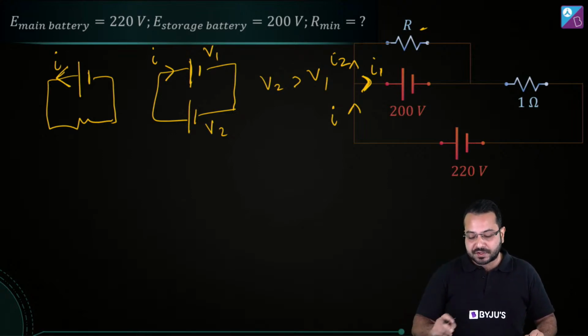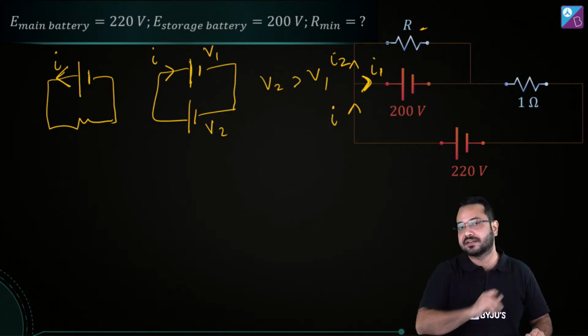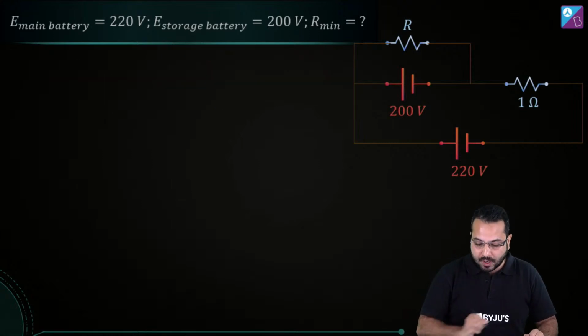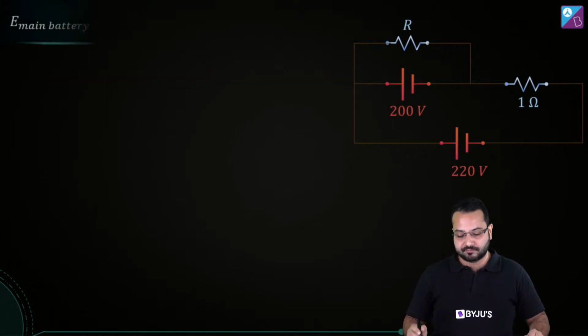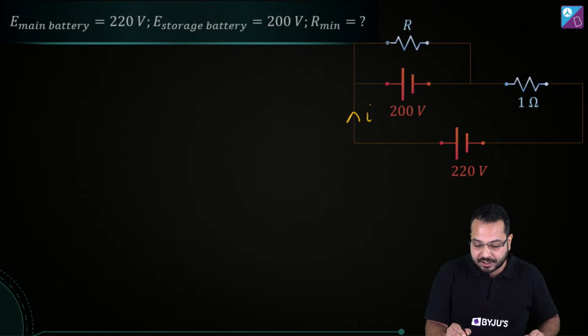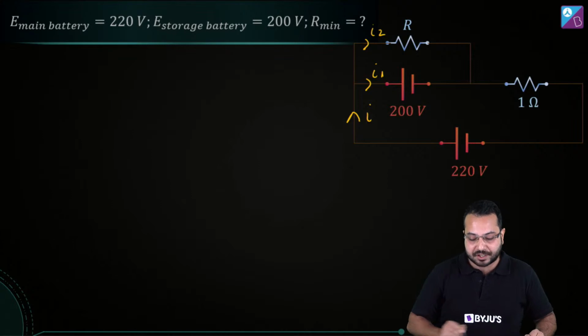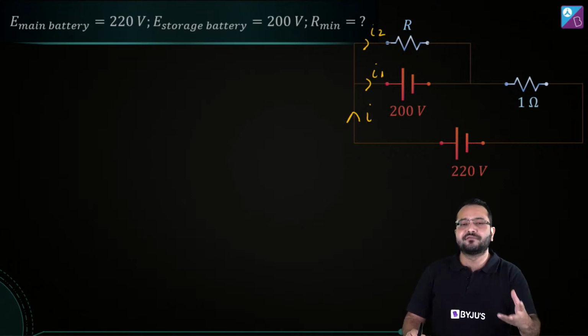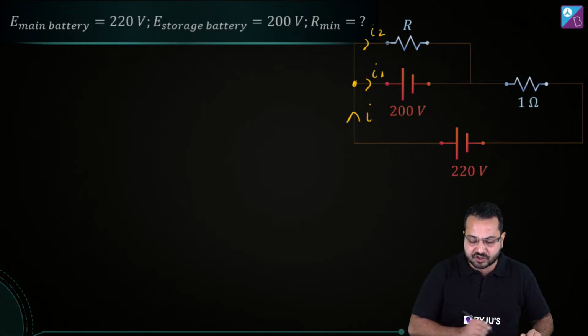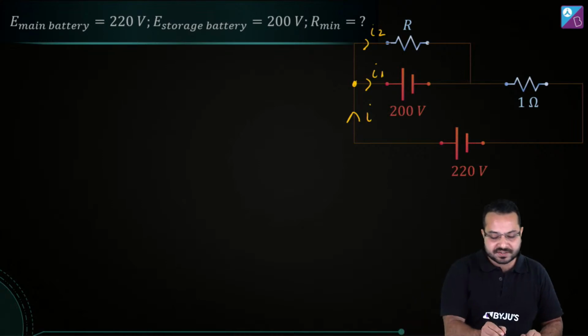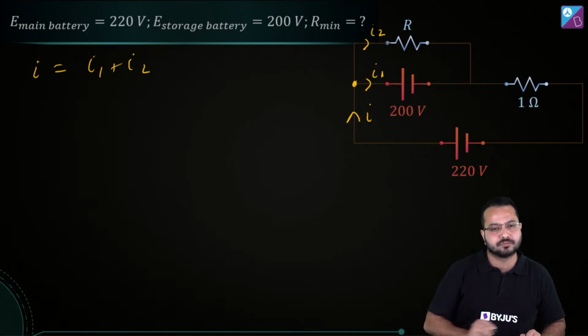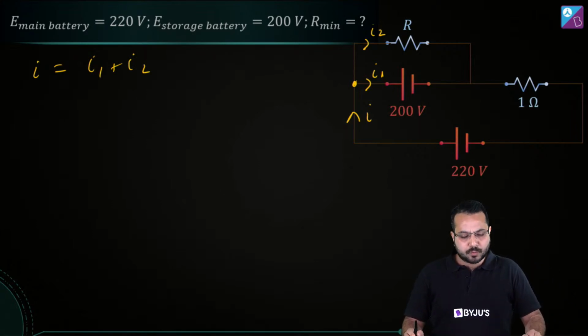So all we have to do is find this I1 and see what is the condition so that this I1 is positive. Is that right? So let's go ahead and solve this question. Okay, so I'm assuming a current I over here, a current I1 over here, and a current I2 over here. Now this becomes very clear from the junction law. If we apply the junction law over here, then we can say very confidently that I is going to be equal to I1 plus I2. Is that right? No problems over there.